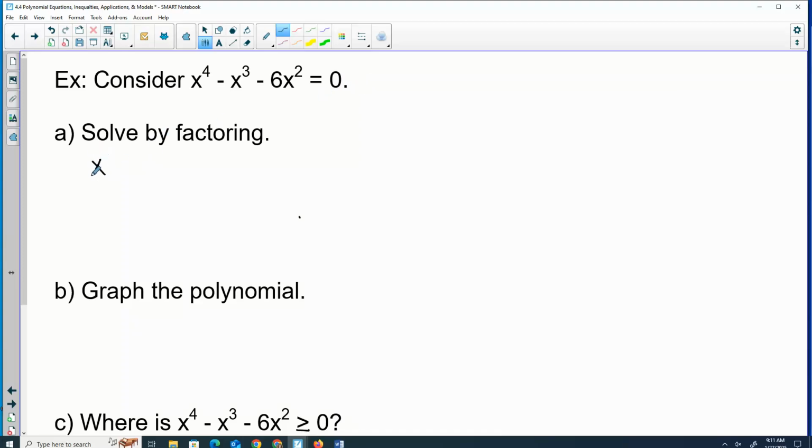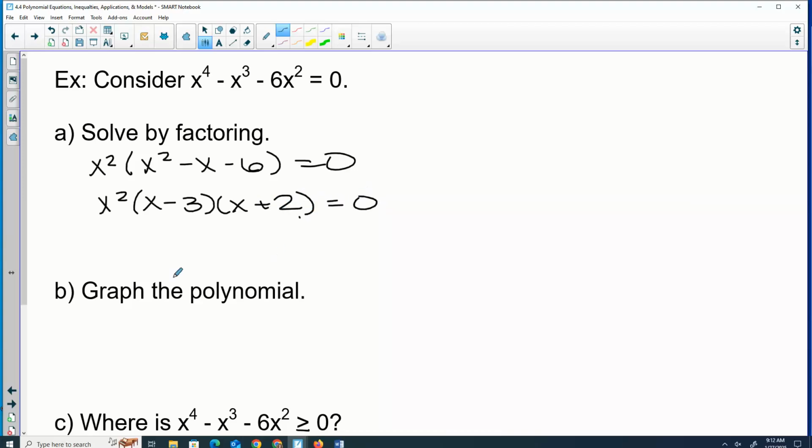Okay, and then that leaves me x squared minus x minus 6. And x squared minus x minus 6 would factor into? Okay. So my solutions, or my zeros, what would make x squared equal 0? But since it was squared, that's multiplicity 2. What makes x minus 3 equal 0? And x plus 2?